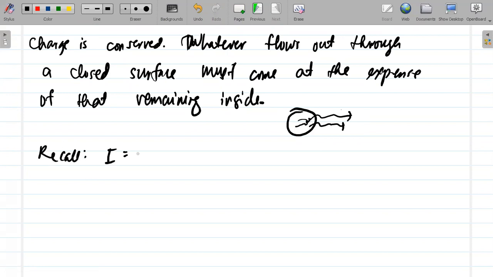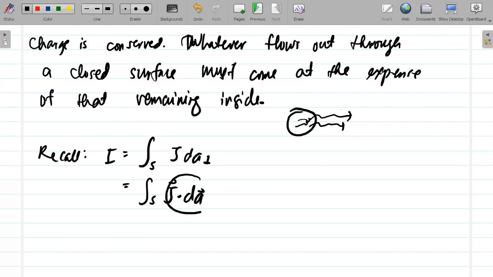I is actually the surface integral of J dA. Now, this can be written as the surface integral J dot dA. So yung area vector natin yan. Di ba? Kinukuha natin yung perpendicular component ng A. So that is the dot product.